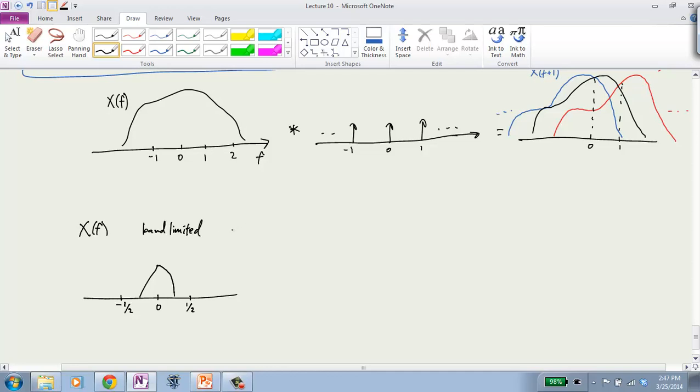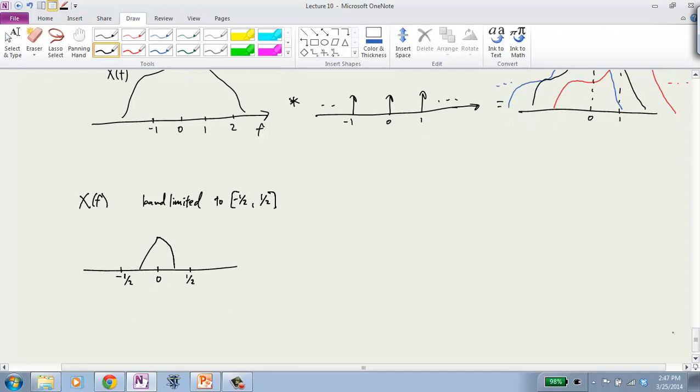So that means that it's band limited to the set of frequencies between -0.5 and 0.5. By that we mean that the value of X(f) is 0 outside of that band. Then when we do this convolution, we're going to get copies 0, 1, -1, and so forth, but they're going to look like this.